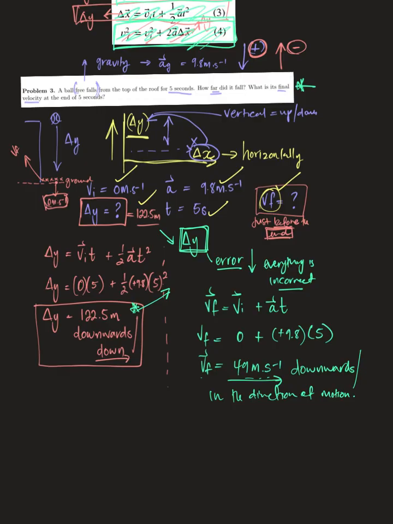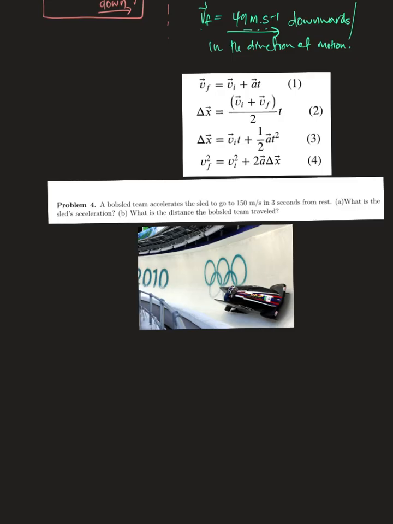So look at the next question, problem 4. All right, problem 4. It says a bobsled team accelerates the sled to go 150 meters per second in 3 seconds from rest. Let's look at A. What is the sled's acceleration and what is the distance the bobsled team traveled? So I'll do that.